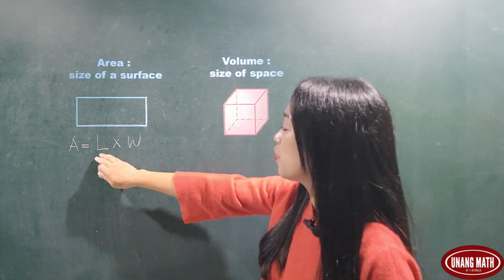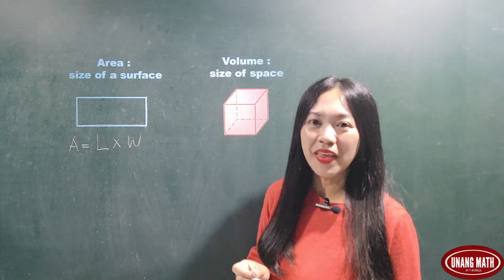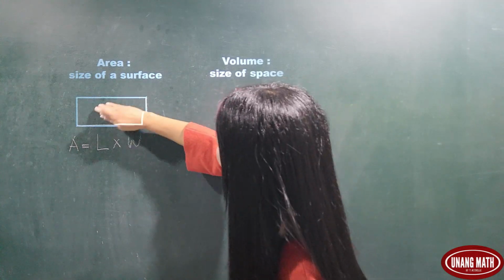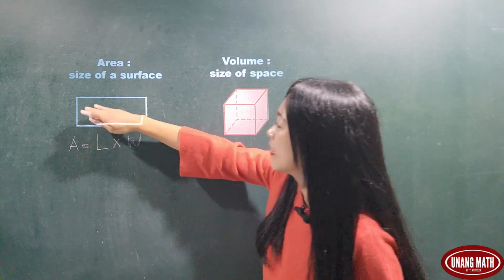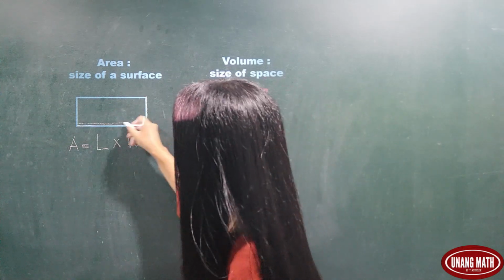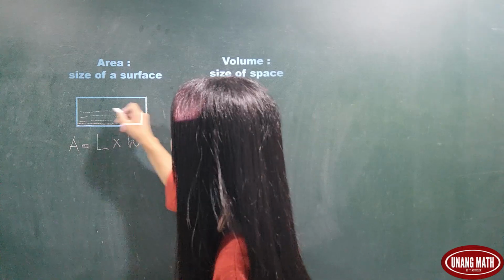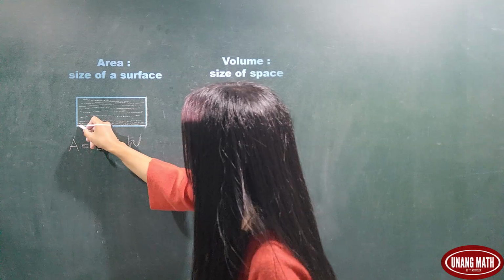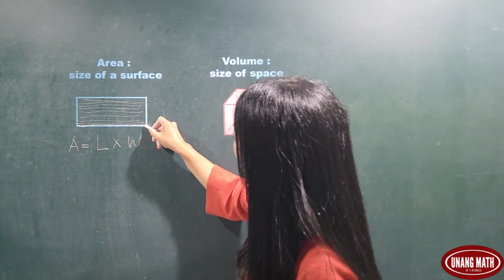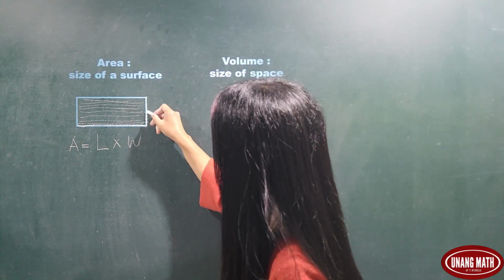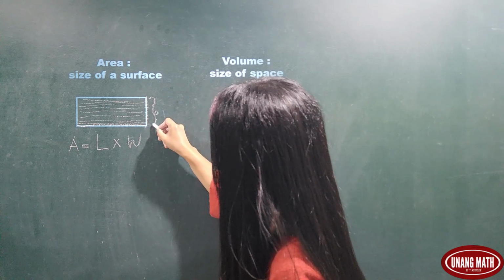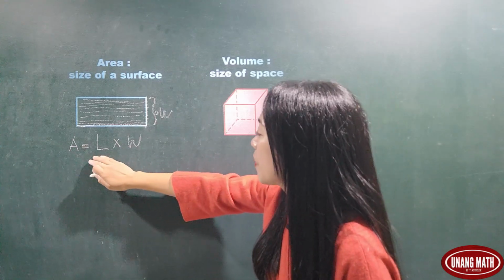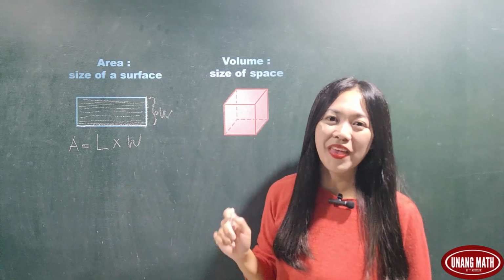But why do we need to multiply length by width? Okay, take note. We are looking for the size of this rectangle's surface. This surface is made up of lines. So to find the size of this surface, the length of one line, we have to multiply this one by how many lines, or this refers to the width of the rectangle. So area is equal to length times width.